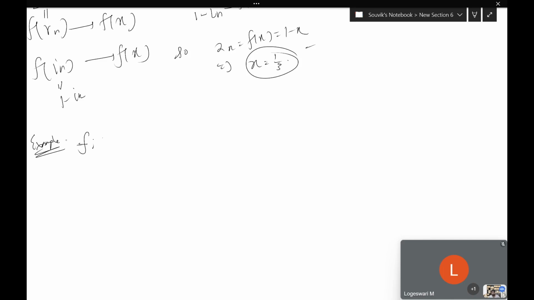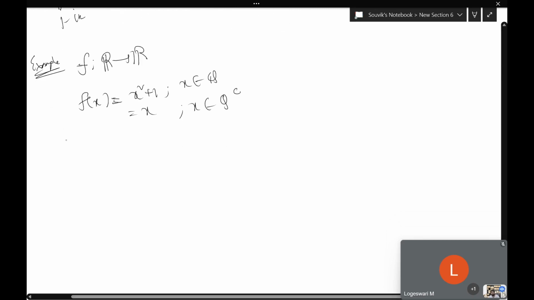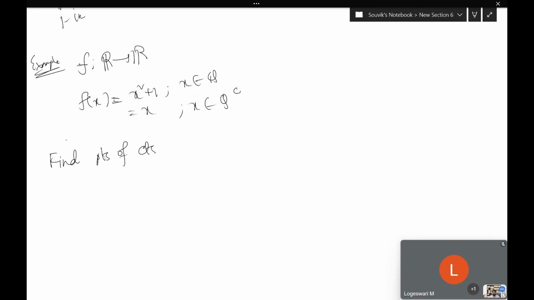So consider the function f from R to R defined by f(x) equals (x squared plus 1) cubed when x is rational, and x when x is irrational. Same question here: find the points of continuity of f.